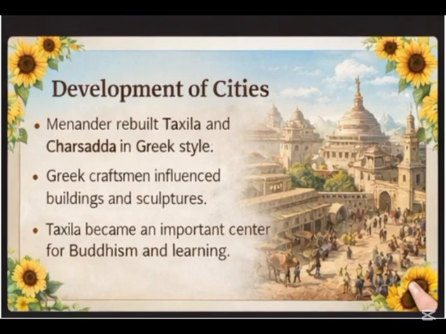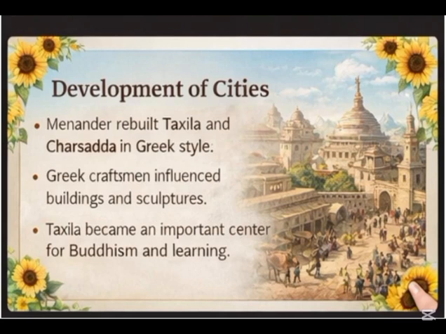Now we are talking about the development of cities. Menander rebuilt Taxila and Charsadda in Greek style. Greek craftsmen influenced buildings and sculptures. Taxila became an important center for Buddhism and learning. Many students came there to continue their learning, as it was also an important center for education.